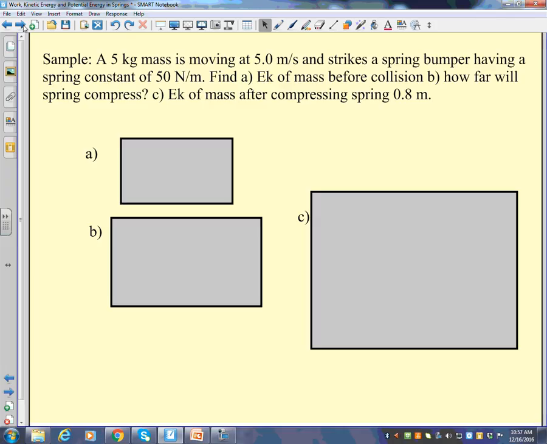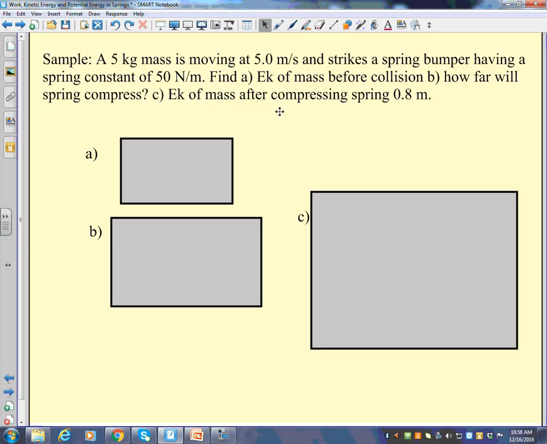And it's all in one slide, so it can't be that hard. A 5 kilogram mass moving at 5 meters per second strikes a spring bumper, like in the old bumper cars. Having a spring constant of 50 newtons per meter, find the kinetic energy of the mass before collision. How far will the spring compress? And the weird one, kinetic energy of the mass after compression of the spring, only 0.8. So halfway, or some portion of, right? So find the kinetic energy of the mass before collision.